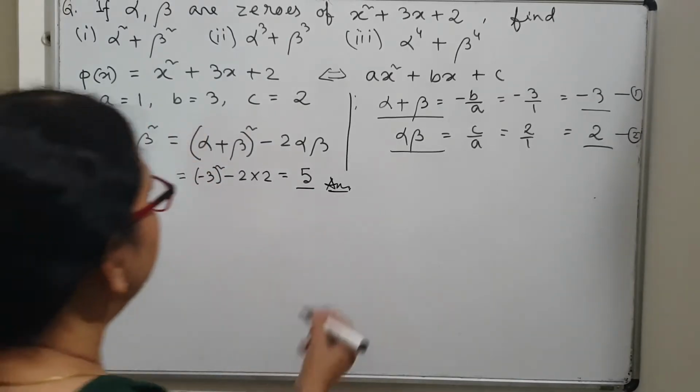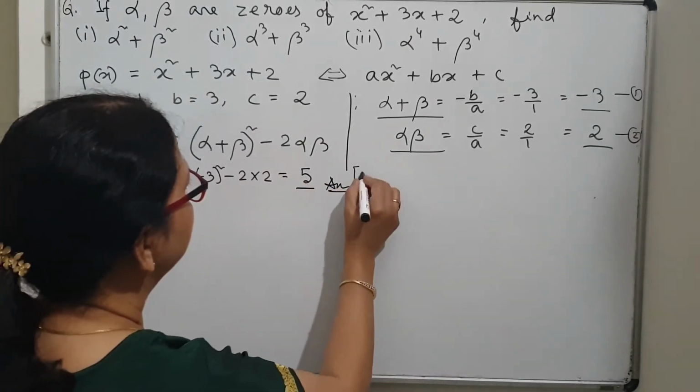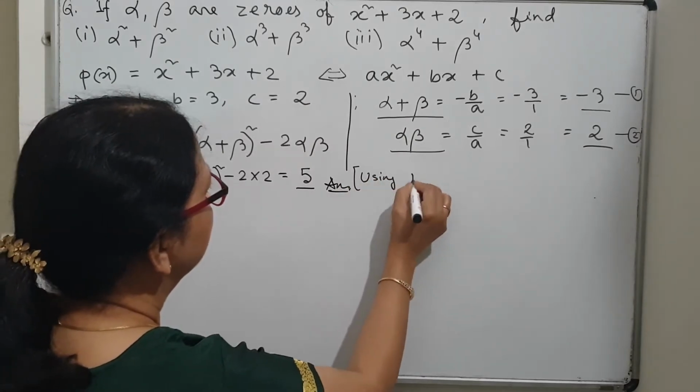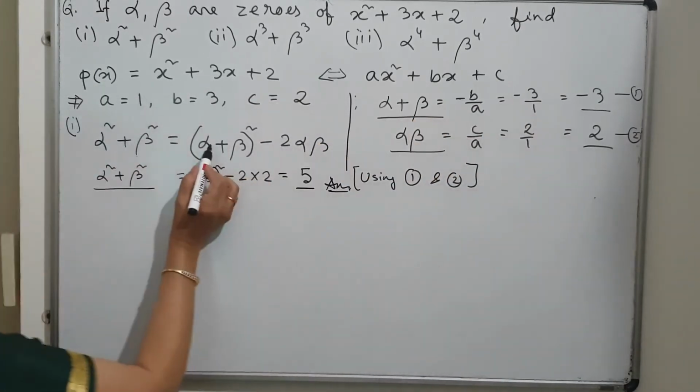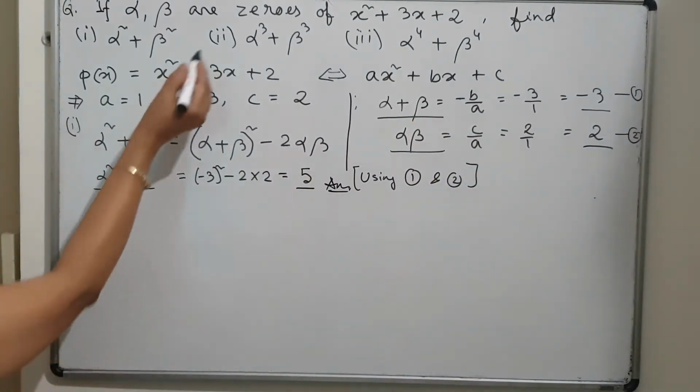Okay. Here you can write in brackets using equation 1 and 2, because I use these two by putting the values of these two. Okay. Now come to the second part.